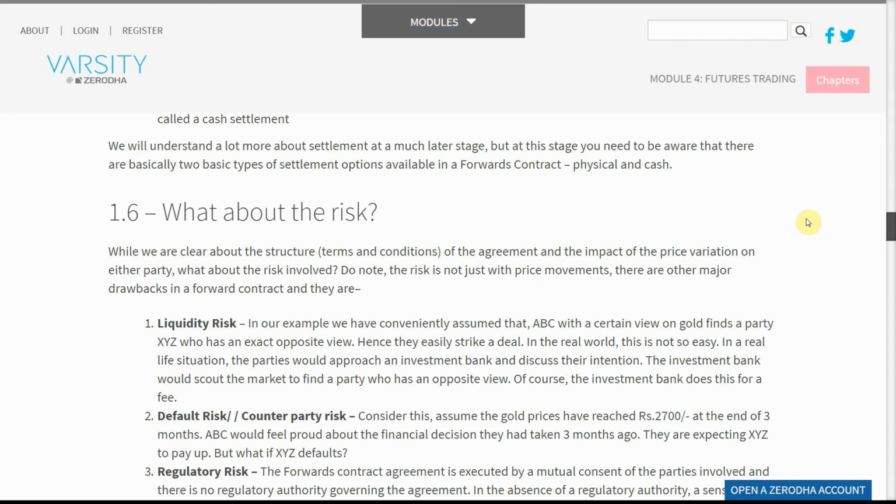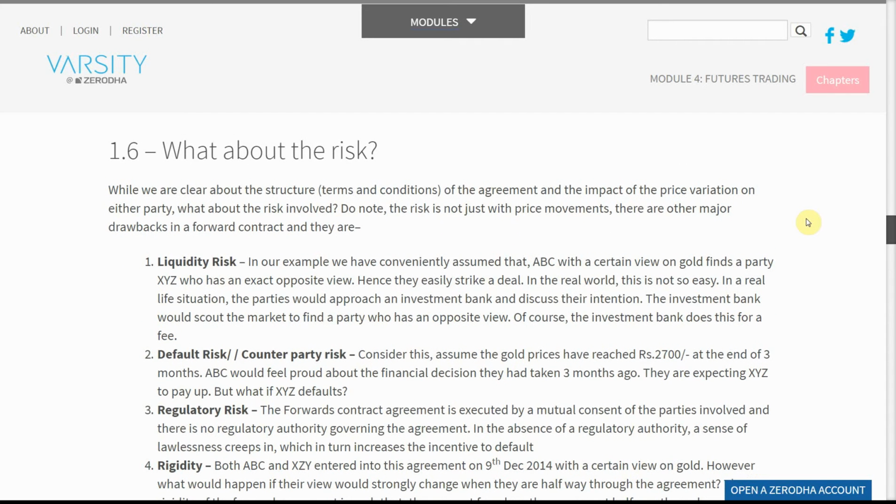1.6 What about the risk? While we are clear about the structure, terms and conditions of the agreement and the impact of the price variation on either party, what about the risk involved? Note that the risk is not just with price movements. There are other major drawbacks in a forward contract, and they are: liquidity risk. In our example, we have conveniently assumed that ABC, with a certain view on gold, finds a party XYZ who has an exact opposite view. Hence they easily strike a deal. In the real world, this is not so easy.